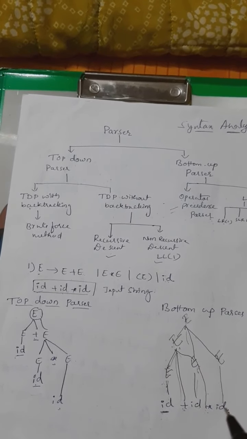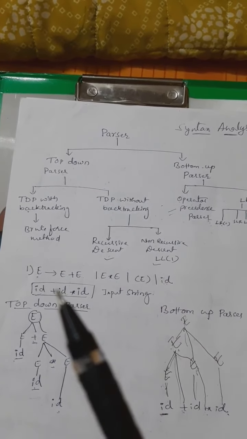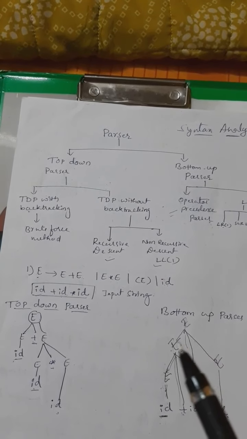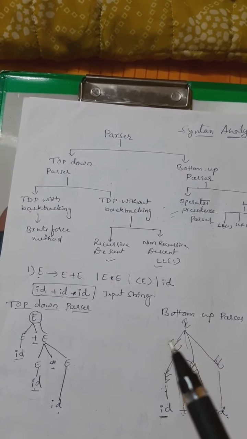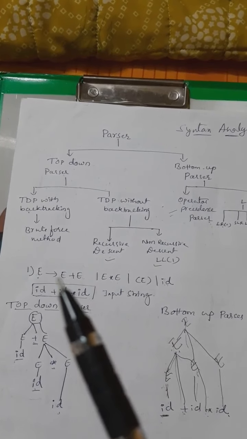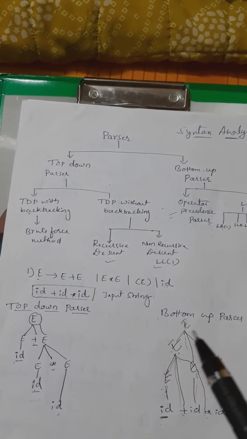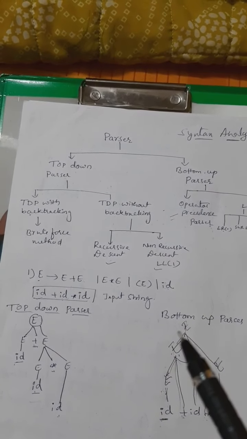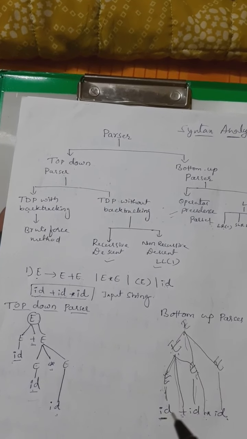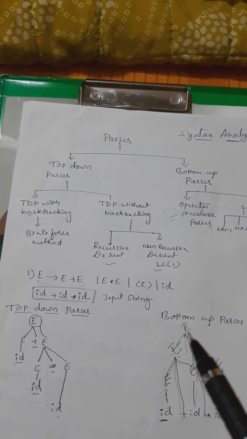So I will read the next input symbol. What is the next input symbol here? ID. ID can be reduced with the grammar symbol E. So I will reduce this ID with E. What is the input string to accept here? E into E. E into E can be reduced with E. So here I reached the root node of the tree. I started with the input string and I moved towards the root node.